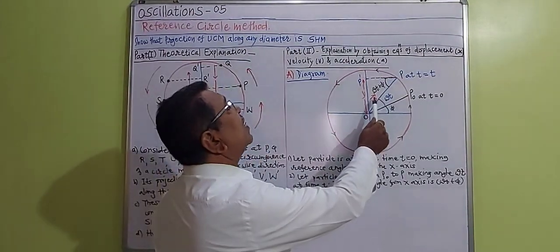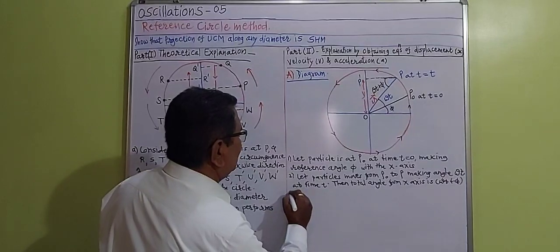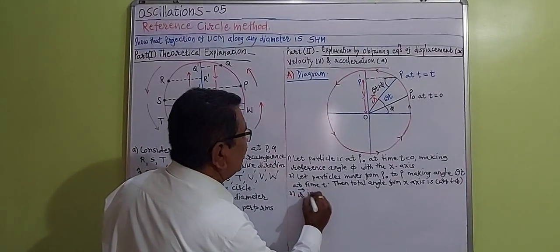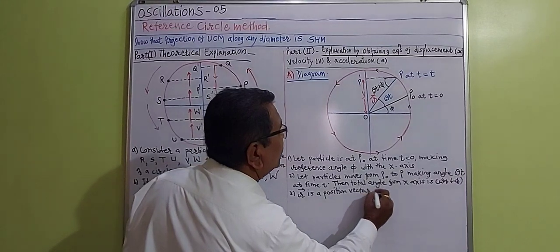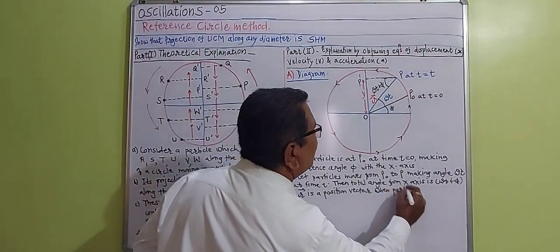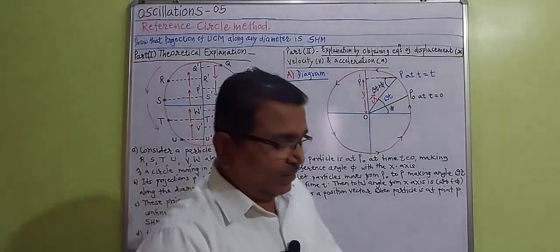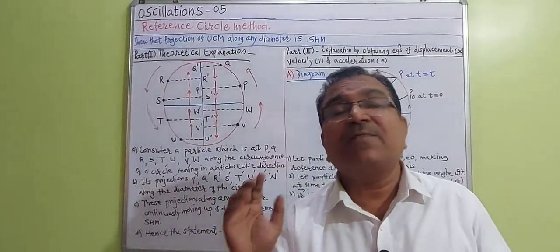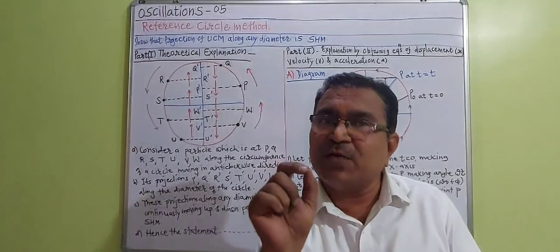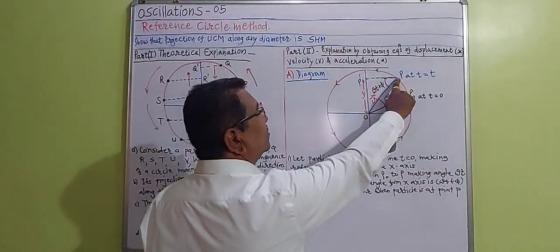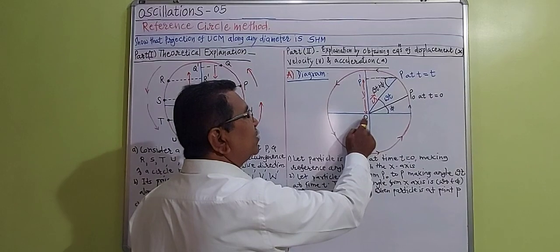And let vector r be the position vector when the particle is at point P. I will write here, r vector is a position vector when the particle is at point P. Then what we will do after this? We will take a projection of the particle at P. The projection of the particle which is at point P is P dash along the y-axis, which is at a distance y from the mean position. This is the mean position.